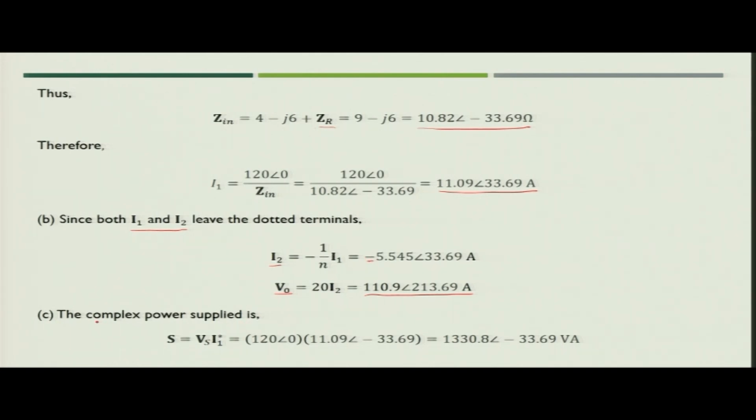Next is how much complex power is being supplied. Source voltage we know, and current I1 we have calculated. For finding out the complex power, we will take the conjugate of I1. So, this will become 120 angle 0 as Vs, and I1 will become 11.09 angle minus 33.69, because after taking the conjugate, this angle will become negative. Now, when you simplify, you get the value of complex power as 130.8 angle minus 33.69 volt ampere.